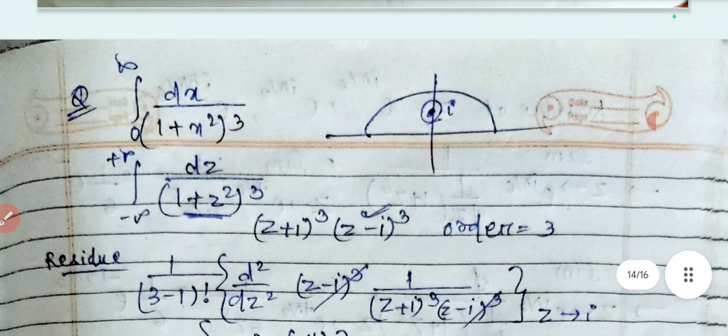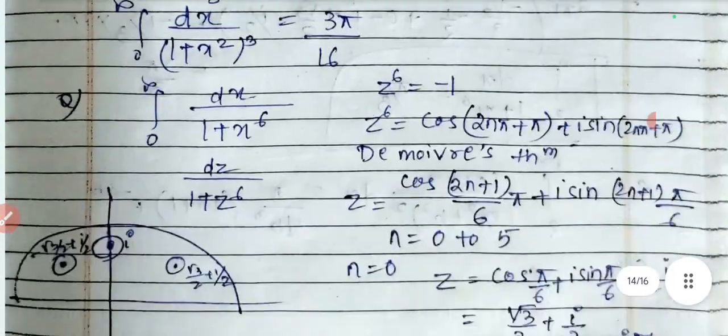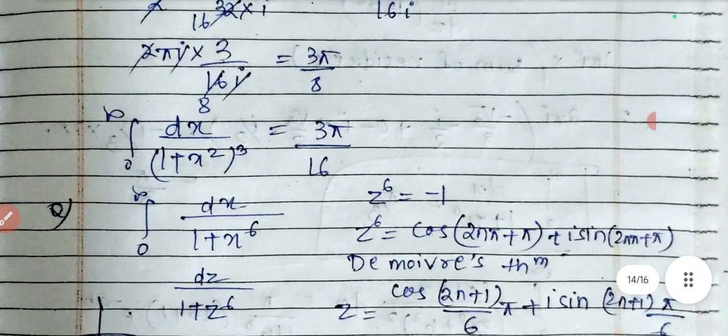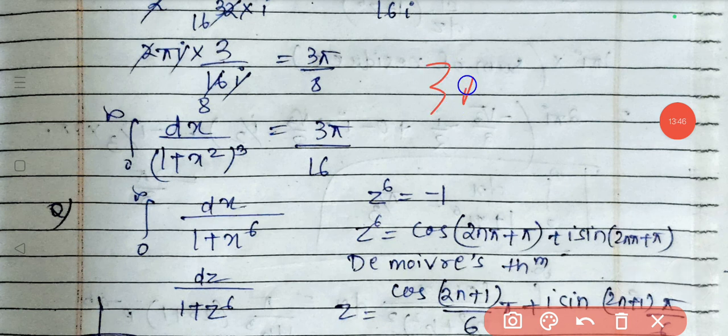We have found the answer from minus infinity to plus infinity. So for 0 to infinity, the answer will be 3 pi by 8 into half, which is 3 pi by 16. Okay.